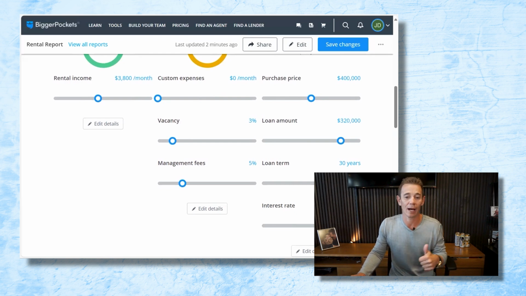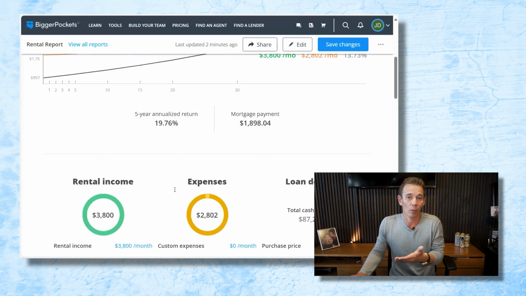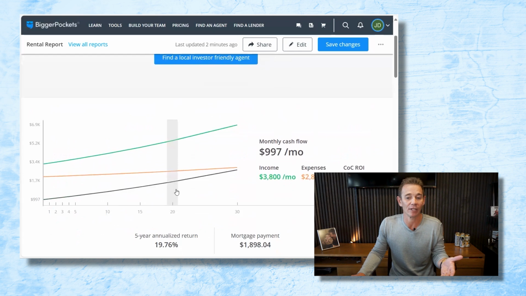You can play with loan amount, interest rate, management fees. So I know what we're doing right now in today's market is rates are high, 8.8%, but if I wait it out for 2 years and I can get it down into the fives, what is that going to look like? That is going to give me $997 in cash flow, which is a 13% return.